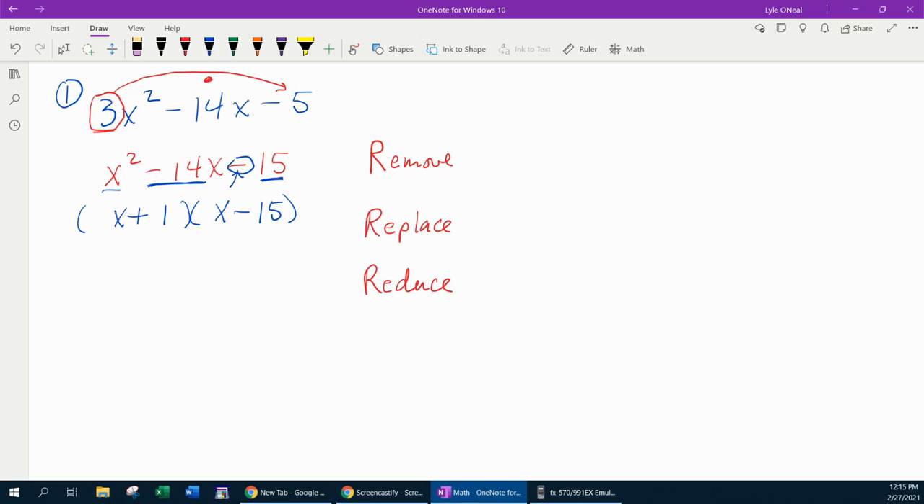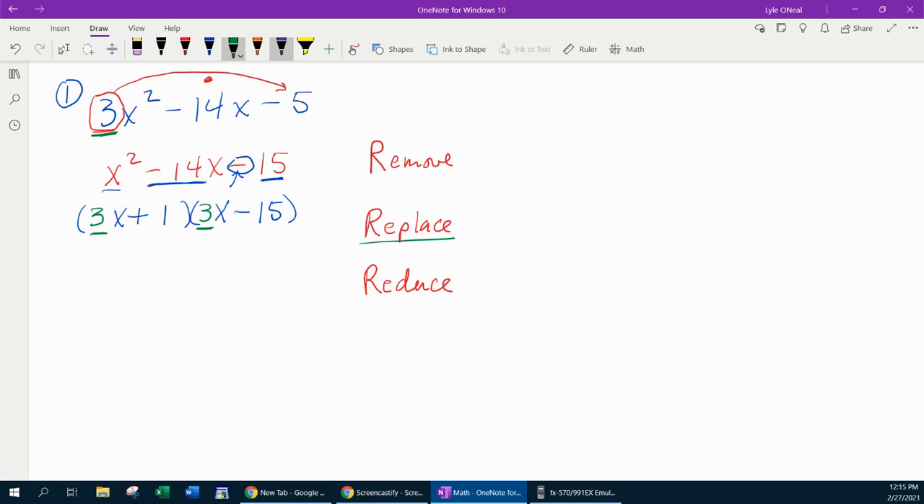So now that I have that factored, now I can do the second R, which is replace. Okay, so what did I remove? The 3. Now I need to replace it. And notice when I replace it, I have to put it back in front of each x. That is the replace step.